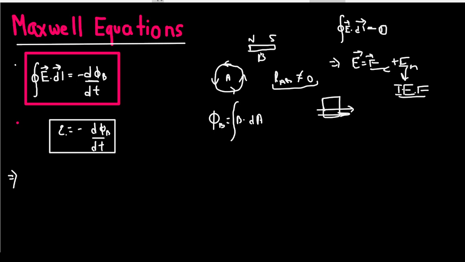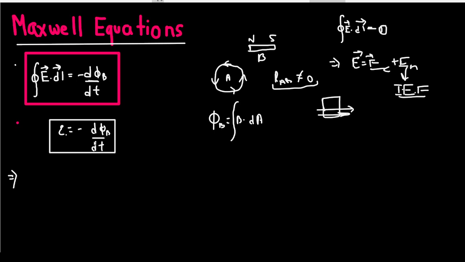So now let's return to our topic, to prove this expression. Here I will clarify that E is the collection of E_C plus E_n, where E_n is the induced electric field which is created by a moving magnetic substance. Okay, so now let's move towards the proof. I have written that the EMF is equal to the negative of d by dt of the magnetic flux.